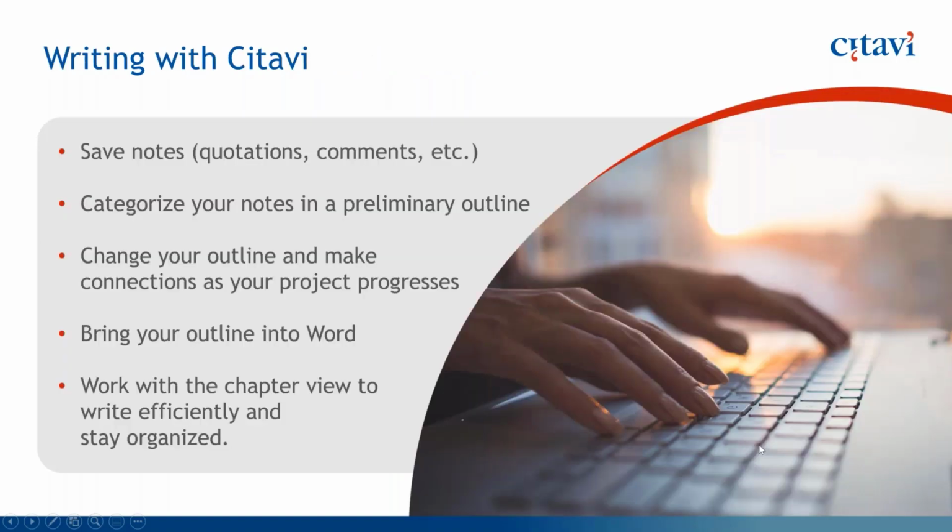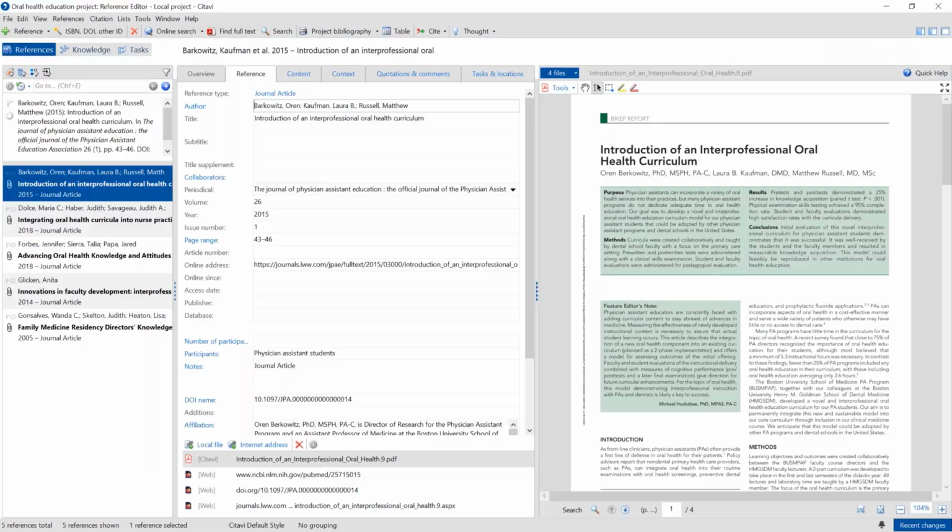Okay, so we'll look very briefly at how you can save notes, categorize notes, move things around in your outline and make connections, and then bring all of that over to Word, and how you can work with a document created in NVivo even. So if you're exporting your coding or something like that, you can build upon that with Citavi and insert citations, and how you can then use the chapter view. So that's it for the PowerPoint. Let's jump right into Citavi.